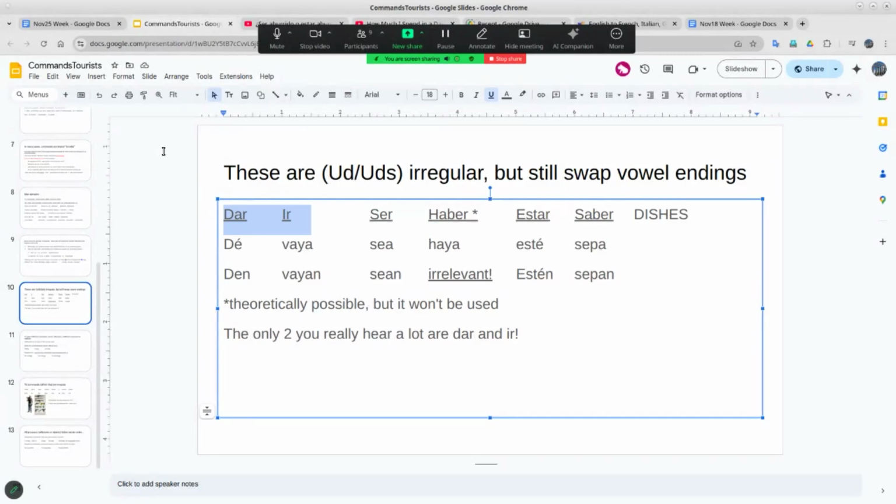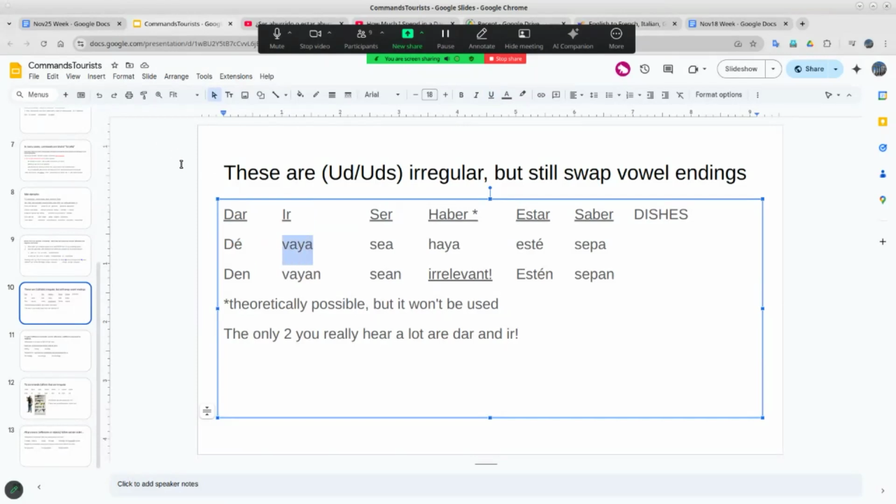So here are the two that matter for you. These two, because we use them a lot. You say give a lot, and you say go a lot. All right, so here are the usted or ustedes forms for dar: de, or den. There's the ustedes because it's got an N at the end. Why are these irregulars? Because they don't start with doy. There's no o to chop off the end.